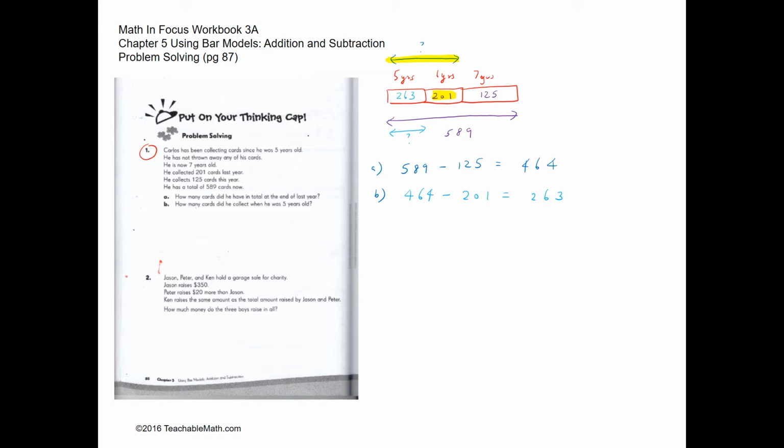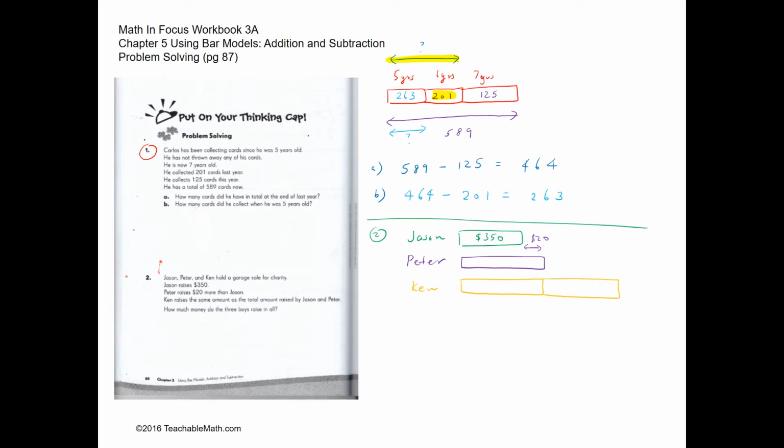Now for question 2, we have Jason, Peter, and Ken. So Jason, he has $350. And for Peter, he would have $20 more. And lastly, for Ken, he would have the same amount as the both of them combined.